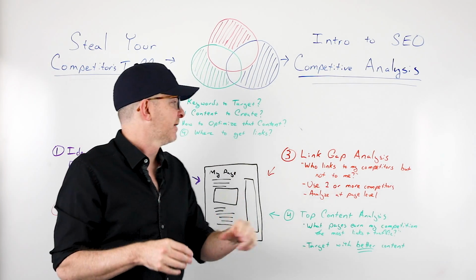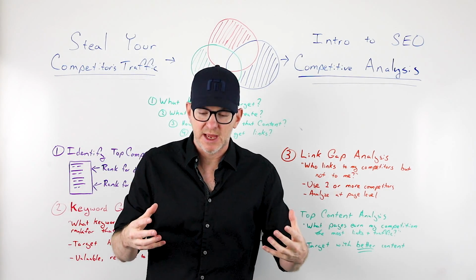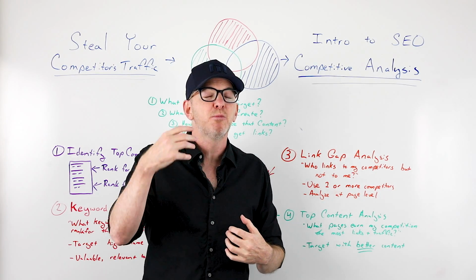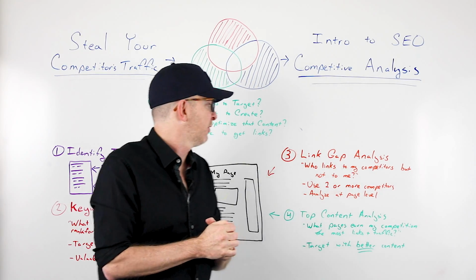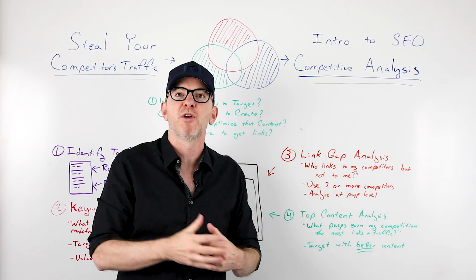An advanced tip is you often want to look at two or more competitors. The idea that if someone is linking to multiple sources but not to you, it's more likely they'll link to you if you have superior content. Again, the SEO tools can provide something like this.